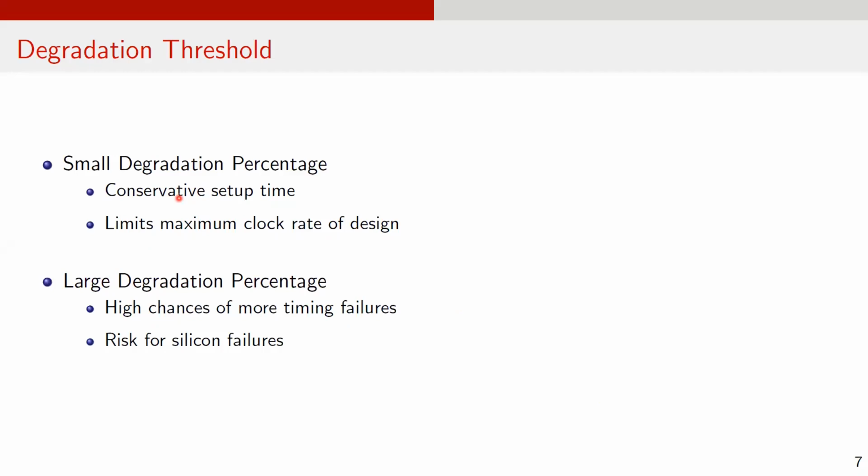Another interesting aspect is how much degradation should be accounted for to measure setup and hold time, whether it should be 5% or 10%. The answer to this is tricky. If you pick a small percentage, you get very conservative setup and hold times, which limit the maximum clock rate of the design. On the other hand, if you choose a large percentage, there is a high risk of introducing more timing failures, which sometimes can result into silicon failures, which are harder to fix.